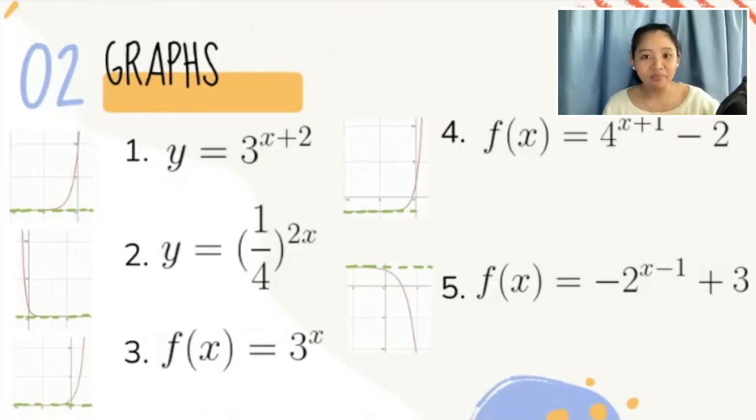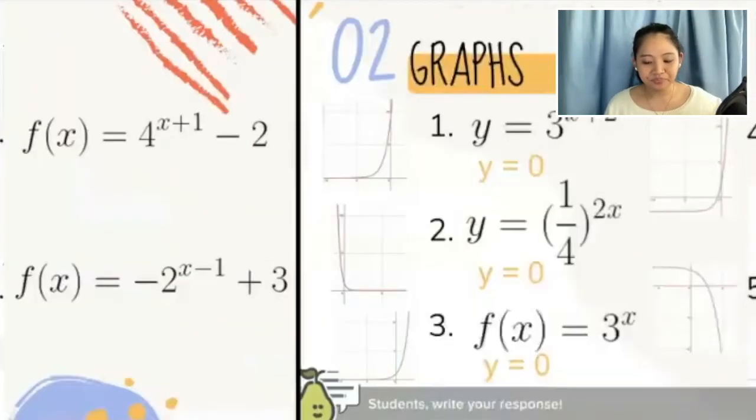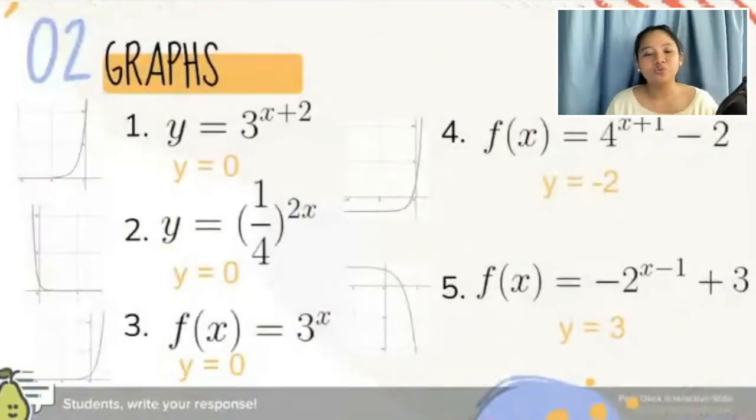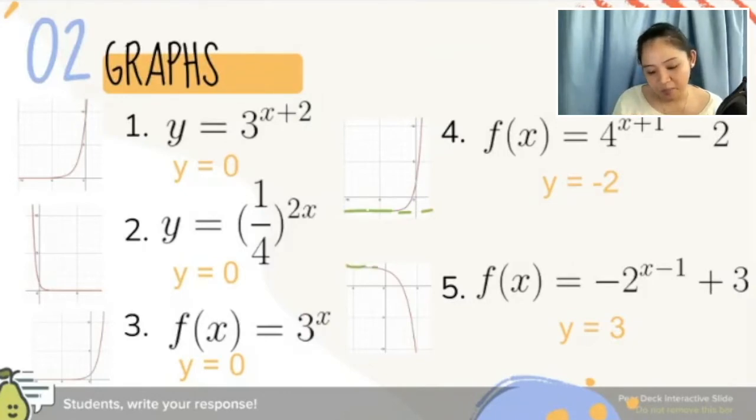So dahil dyan, we can write down our asymptotes to be y equals 0, and y equals 0 for the first 3 kasi it would never touch y equals 0 na value, which is equivalent to your x-axis. And then for number 4, it will never touch y equals -2. So yung -2 dito sa baba. And then yung for number 5, y equals +3. So somewhere here sa positive.